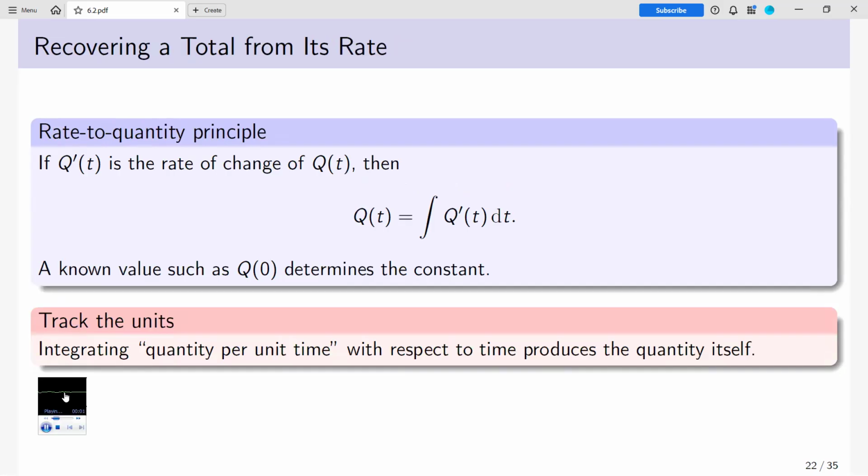Integration recovers a total quantity from its rate of change, while an initial value determines the constant. Units provide a useful check on the result. Units are the quiet students of mathematics. They rarely interrupt, but they notice every mistake.